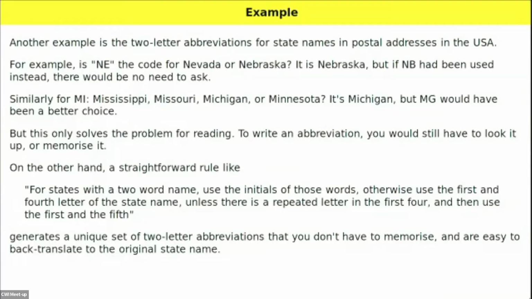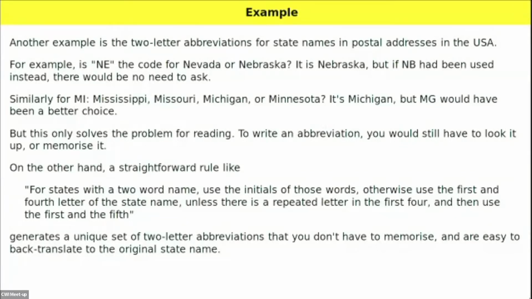But MI, it could be Mississippi, Missouri, Michigan, Minnesota. It's Michigan, but if they'd chosen MG, it would have been a better choice. This solves the problems for reading the codes, but you still need to know how to get from the state name to its abbreviation. And at this moment, in both directions, you have to memorize them. But just for the United States, I wrote a program to discover if I could find a pattern that was easy to remember. And in fact, I could.